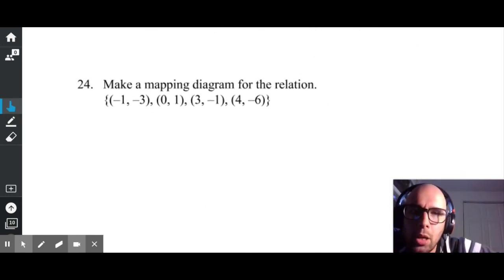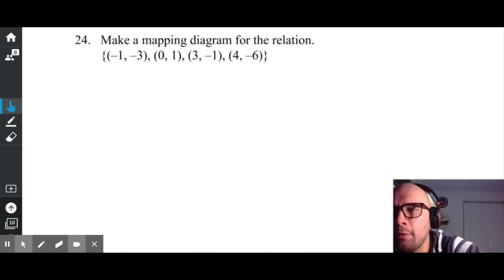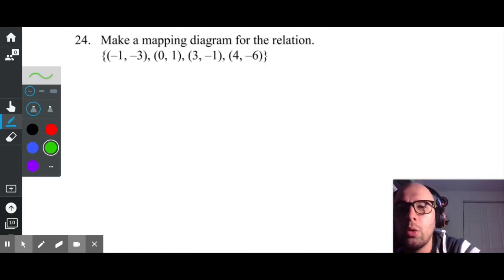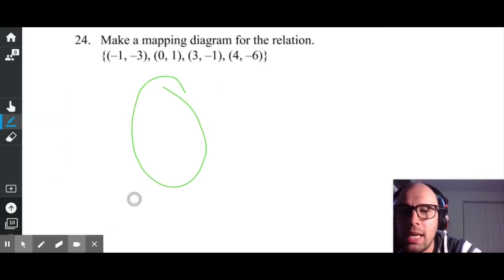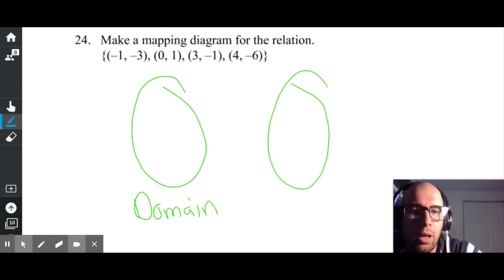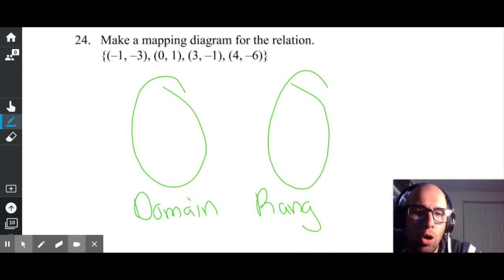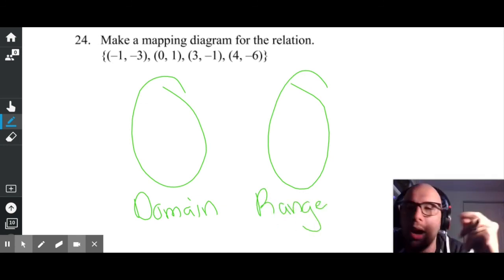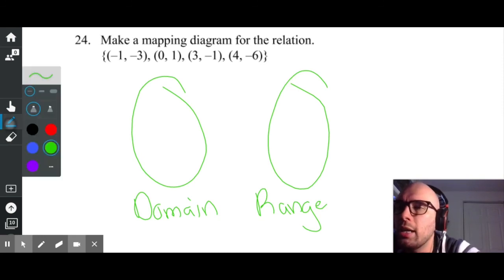Last problem. Make a mapping diagram for the relation. So we have our domain. You can call it an input. You can call it the x values. I like to call it domain. We have our range. You can call it the output. You can call it the y values. I like to call it the range.